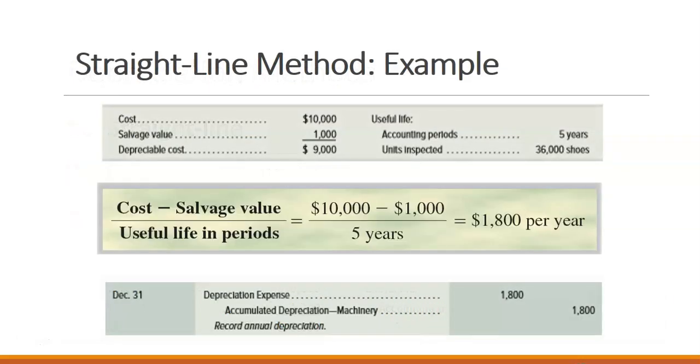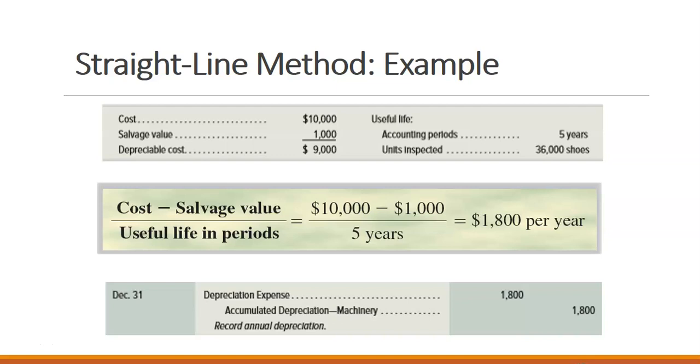Straight line depreciation is cost minus salvage value divided by its useful life in periods. So if we have a cost of $10,000, a salvage value of $1,000, and a useful life of 5 years, we get a yearly depreciation expense of $1,800. So every year on December 31st, we would record the depreciation expense of $1,800 against this machinery. We would do that for 5 years, and then we would have the book value of $1,000 left.